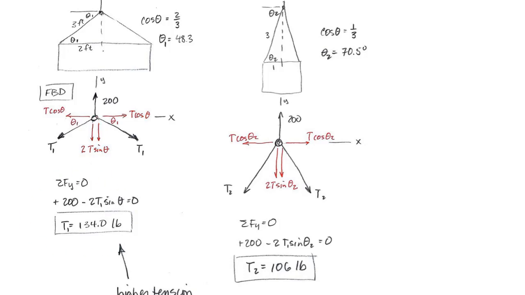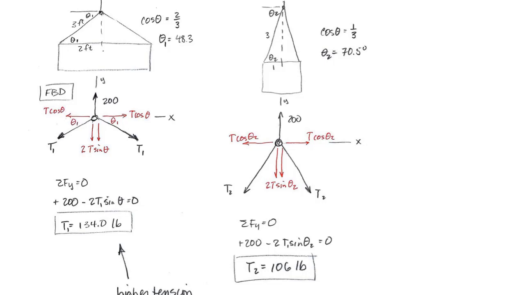We got a cosine component going that way, 2T sine theta going that way, and you can solve for the tension. The other configuration is over here, and in this case the distance here is obviously less. We have a different angle, 70.5 degrees. Drawing a similar free body diagram, you can find that the tension is quite a bit less.